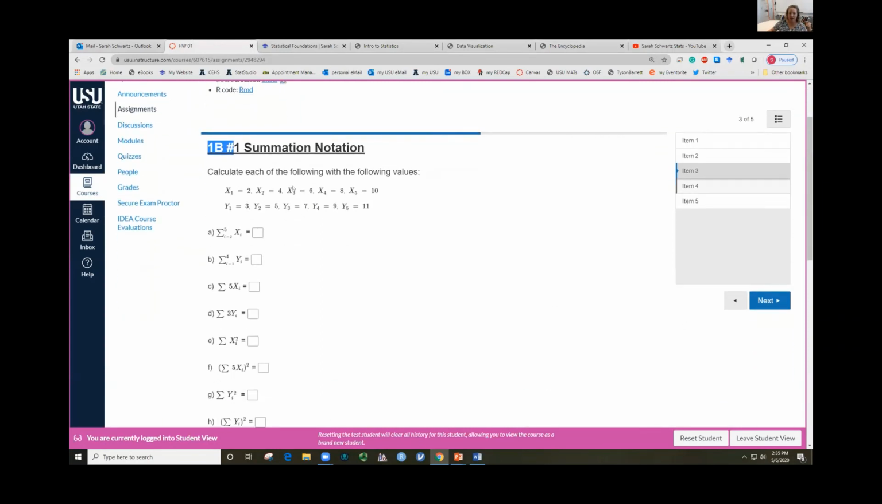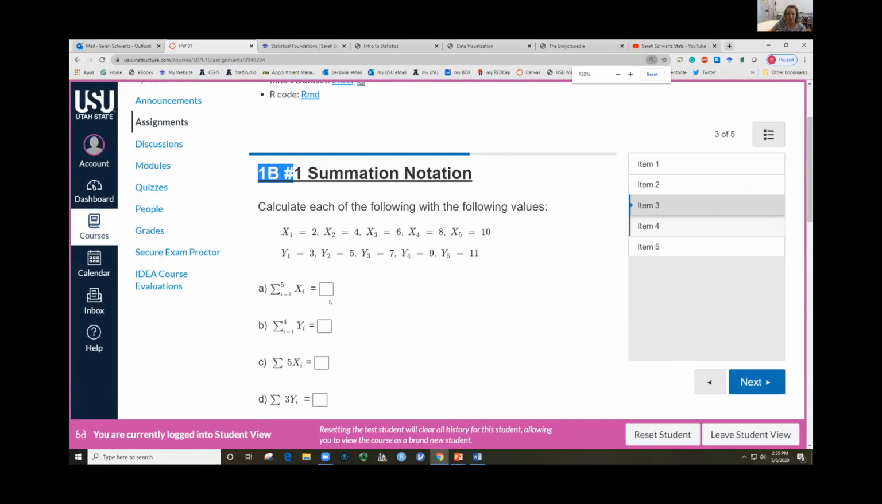So here are our x numbers, 1 through 5, and our y numbers, 1 through 5. Part A says, if we look at the sigma, i goes from 2 to 5. So we're going to start with the second slot, so we're going to go slot 2, 3, 4, 5. How many of them are we going to add up? 2 to 5, 2, 3, 4, 5. So we're going to add up 4 numbers. Which 4 numbers? Slot 2 through 5 of the x numbers. So that's adding up 4, 6, 8, and 10.